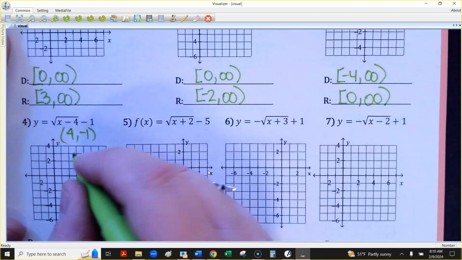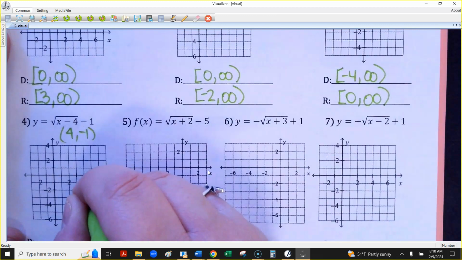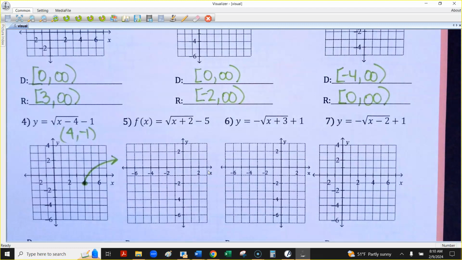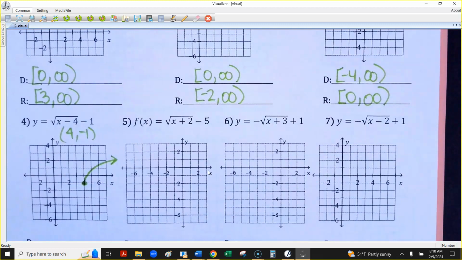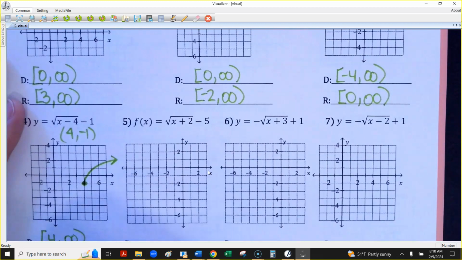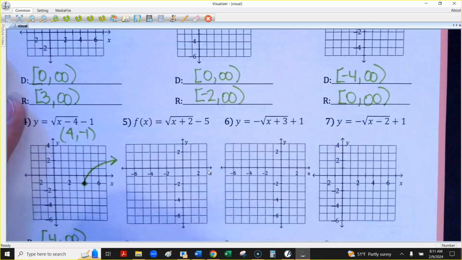All right, so I'm going to go over 4 and down 1, and we're just going to draw that little sideways U shape. Should point to the right, top half of the sideways U. Domain, 4 to infinity, and range, -1 to infinity.